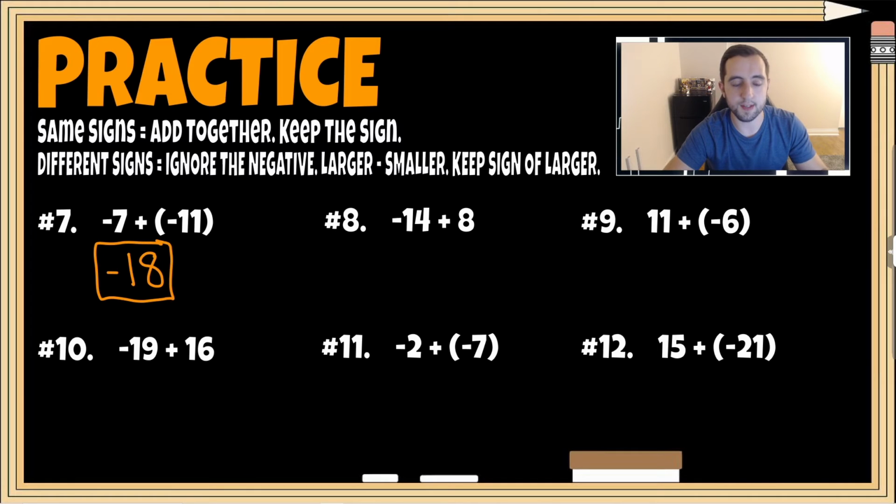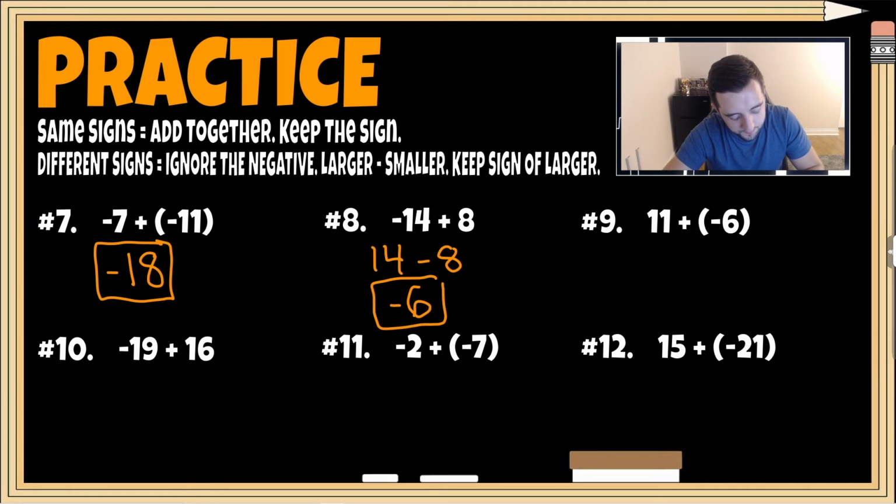For number 8, we have different signs. Ignore your negative. Which one's larger? Well, 14 is, so larger number minus smaller number. 14 minus 8 is 6. Then go back and take a look at your larger number. Well, 14 was my larger one, and it was negative, which means my final answer needs to be -6.